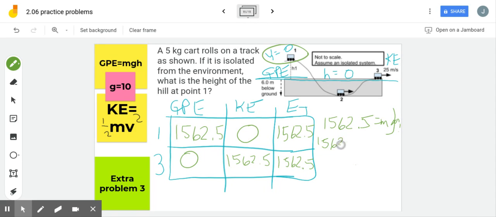So this is why it's a stupid number, because I'm going to run out of room. 5 times 10 times H1. All right, so all I really have to do is divide both sides by 50 to get H1. So that means H1 equals 31.25 meters.